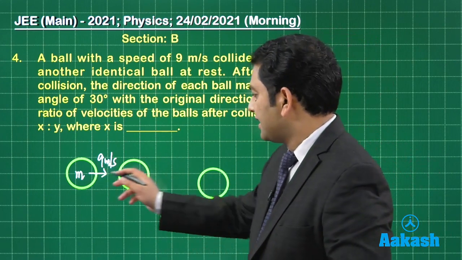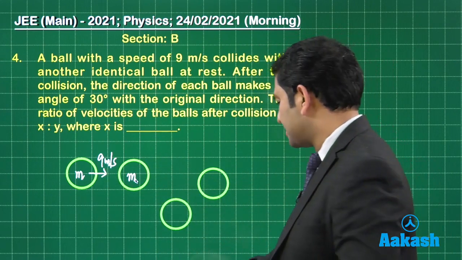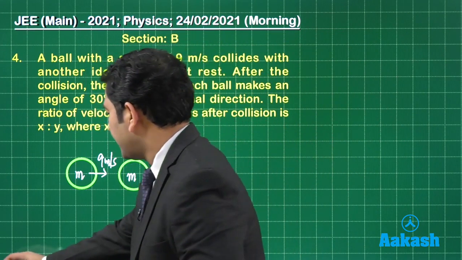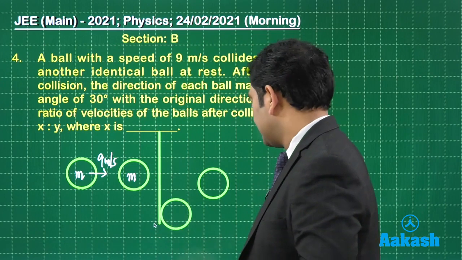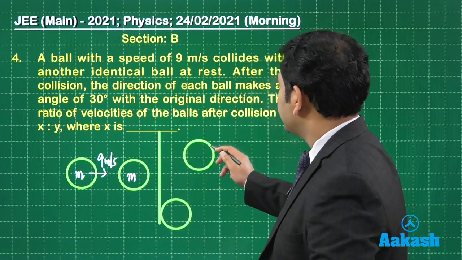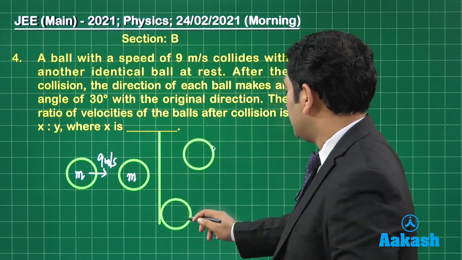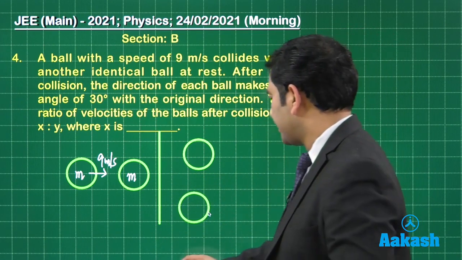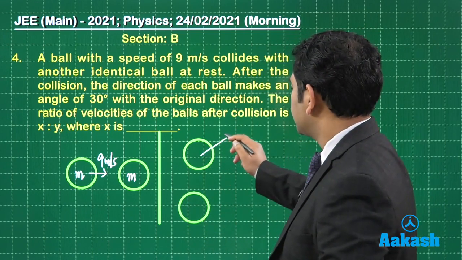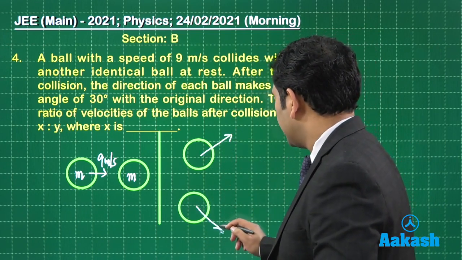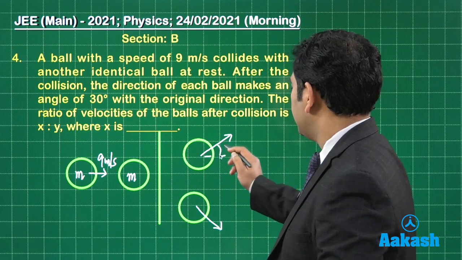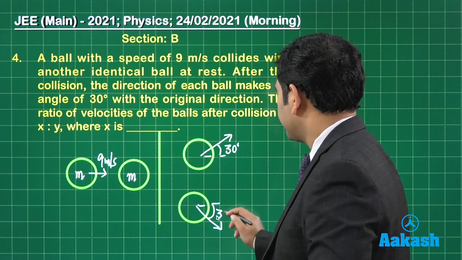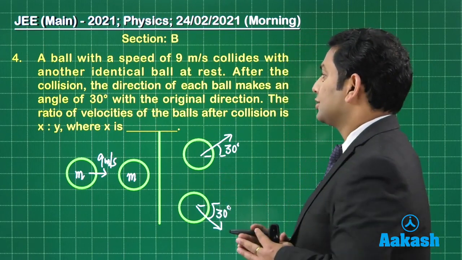Now after this hits, what happens? Let's try to see the final picture of this. So the final picture is going to come something like this. It says the direction of each ball makes an angle of 30 degrees with the original direction. So here and here, this angle is 30 degrees and this angle is 30 degrees. And we got to calculate.